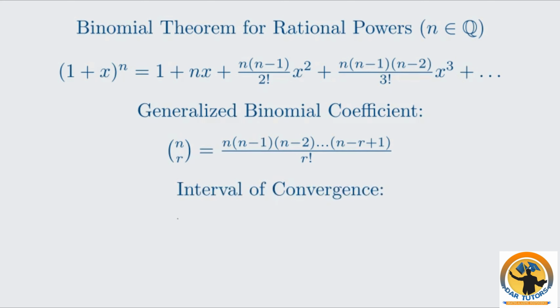The expansion of (1+x)^n is only valid, or converges, when the absolute value of x is less than 1. This means x must be between −1 and 1. This condition is extremely important and must always be stated when using this theorem. Let's apply this to a more complex expression.